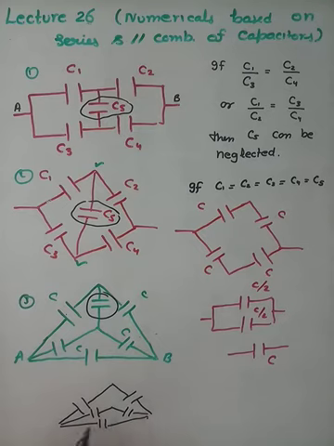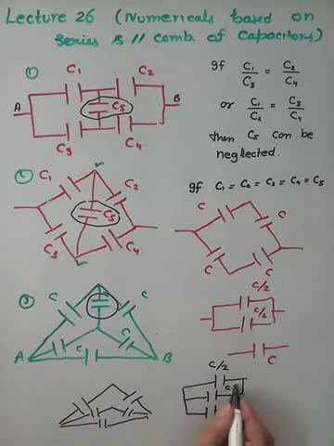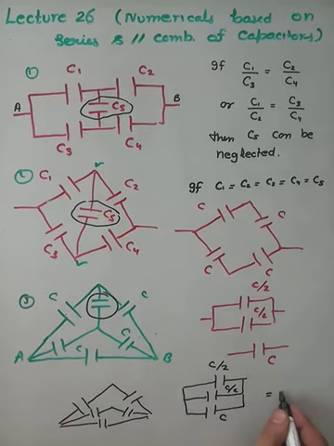Now these 2 are in series, these 2 are in series, and all are in parallel. We get an arrangement like this: C by 2, C by 2, and C. All these are in parallel, and we get the result 2C. In this way, we can handle the condition of Wheatstone bridge.